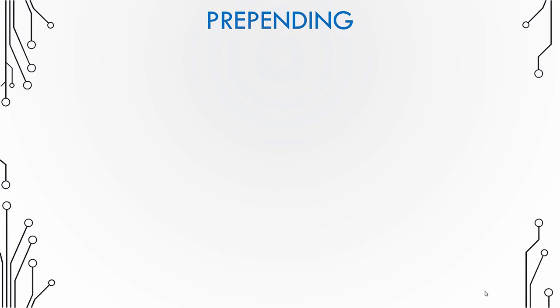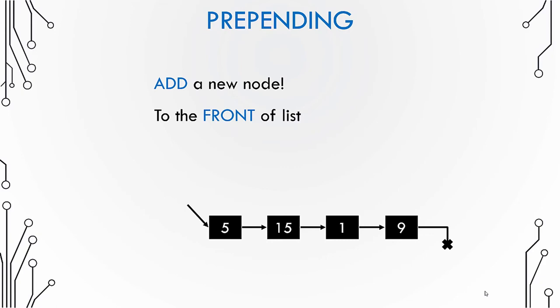So what is prepending? Well, you all know it. Prepending adds a new node to a linked list, but to the front of the linked list, not to the back. And it's quite simple. You first create a node, point it to the first node, and then move the head pointer to point to the newly created node, which is now the first node.